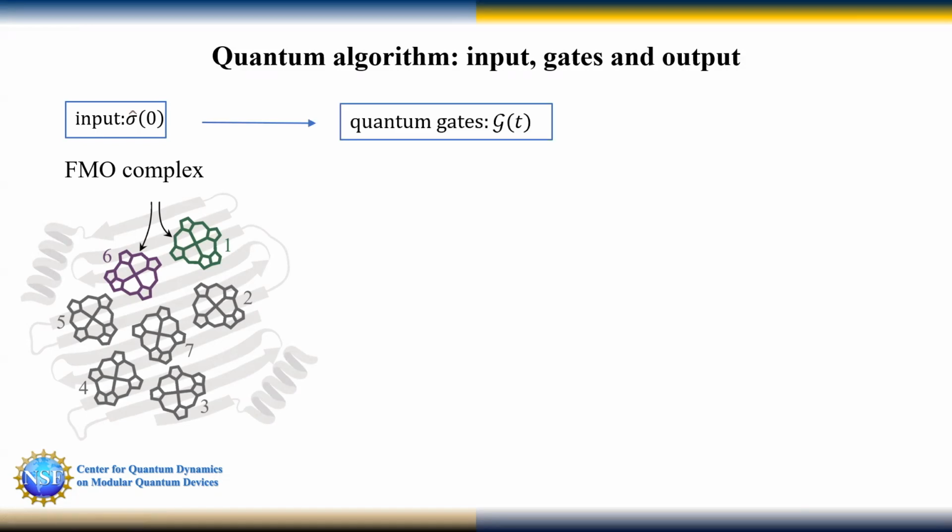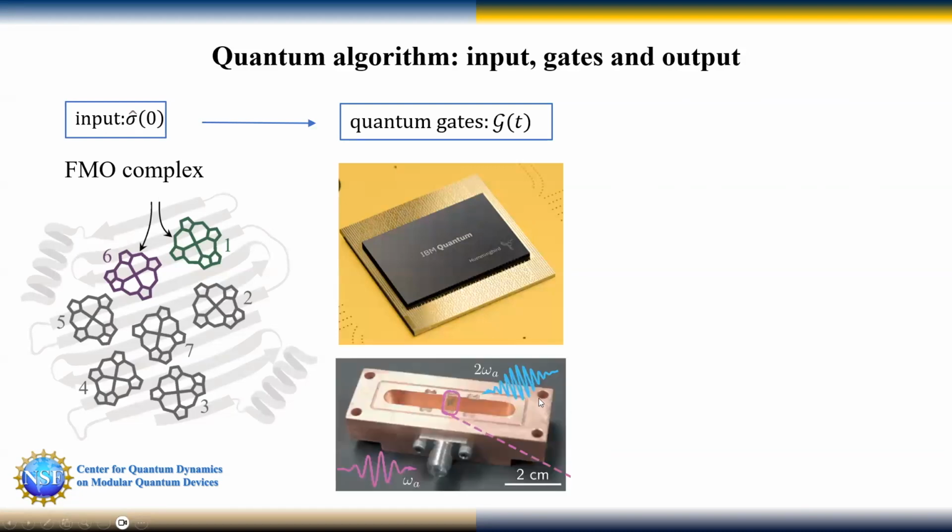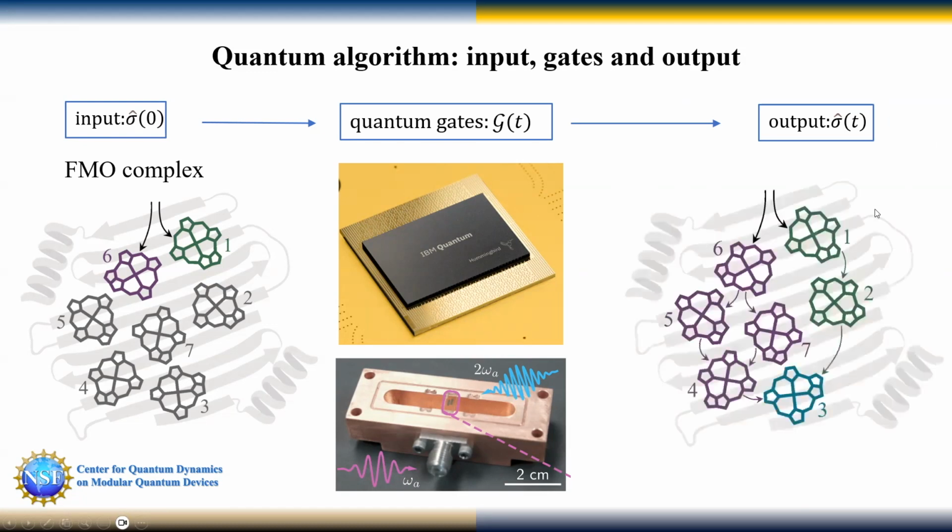Then the quantum states are used to encode the G of t, the propagator here. We can compose quantum gates into quantum circuits and run them on the quantum machines provided by IBM, as shown here, or on the 3D cQEDs that are provided by our experimental collaborators. Finally, we measure the quantum state on the quantum computer at the end, and then we can obtain the system dynamics in the form of sigma t, as illustrated by this little animation here.